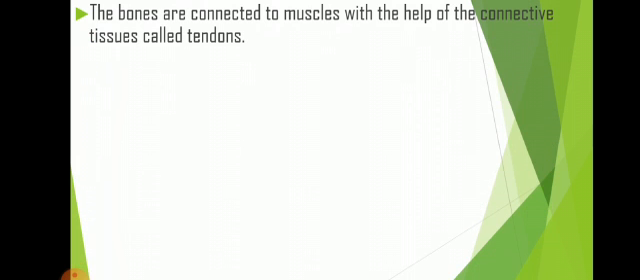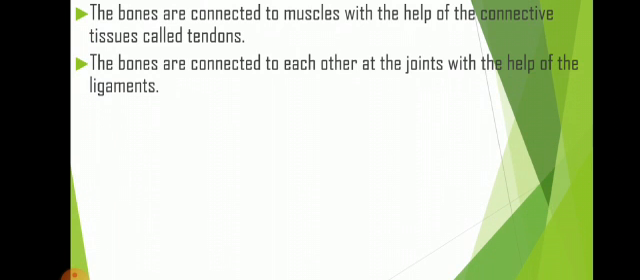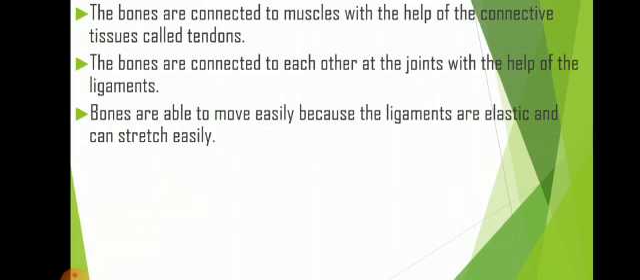The bones are connected to muscles with the help of a connective tissue called tendons. Bones are attached to the muscles with a tissue called tendon. The bones are connected to each other. One bone is attached to another bone with the help of ligaments. Bones are able to move easily because the ligaments are elastic and can stretch easily. Means it helps in easy movement. We can bend our leg, hands, shoulder.